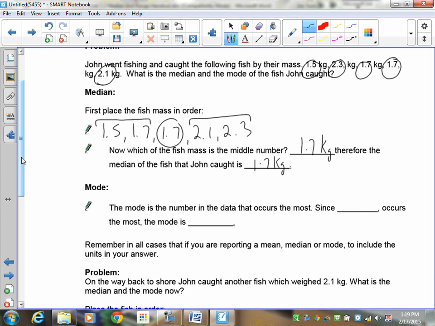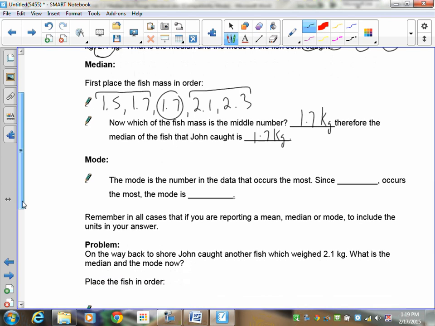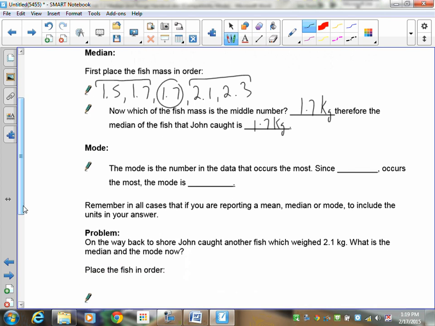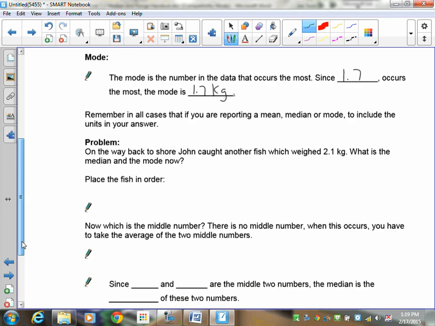Now the mode, we've already done that already. So what mode do we have here? Well, we only have one of them, which is repeated, so that makes the mode pretty simple. 1.7 occurs the most. That means the mode is 1.7 kilograms. Remember in all cases that if you're reporting a mean, a median, or mode, that you should include your units. Okay, let's take a look at the next problem.